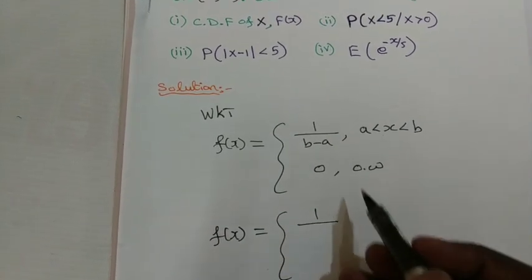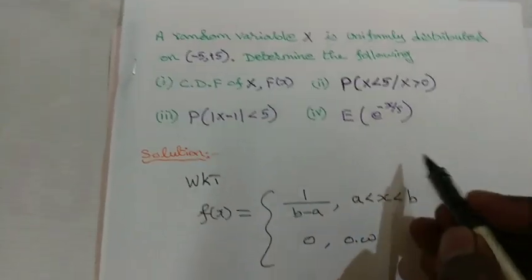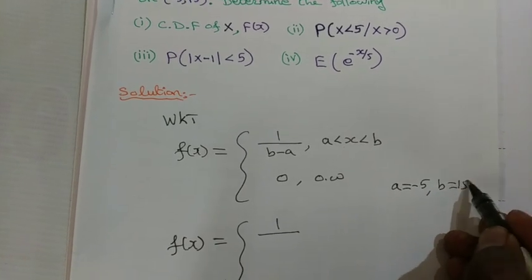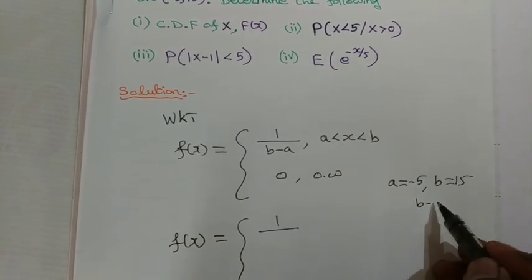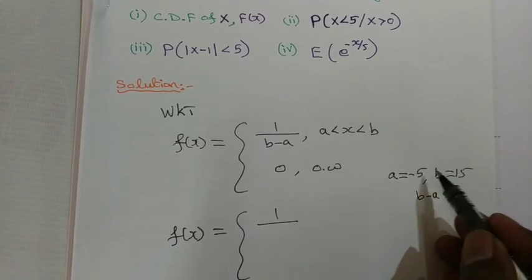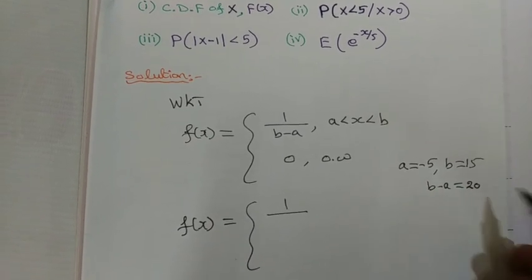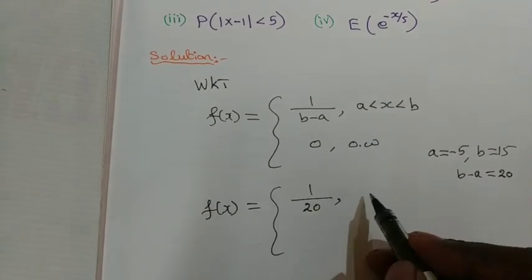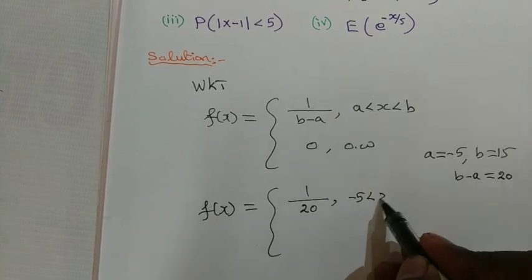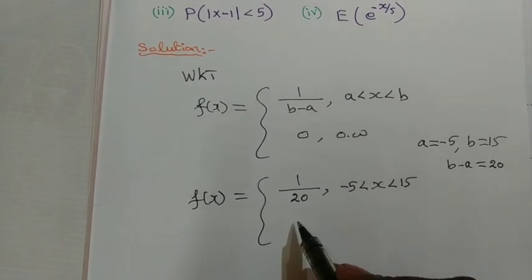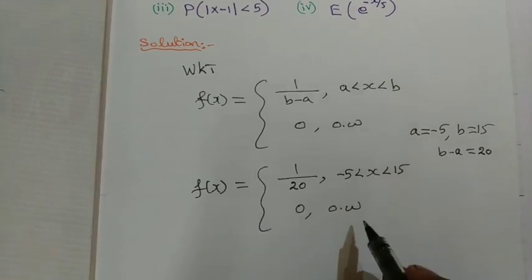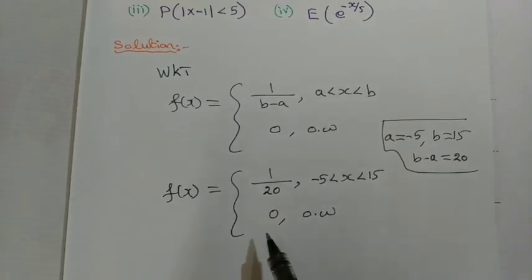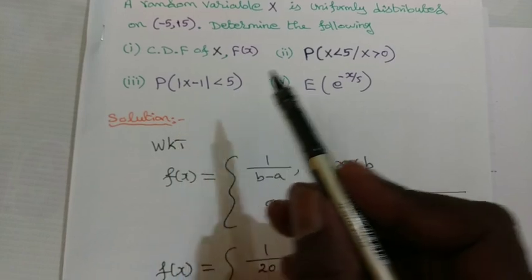So f of x is equal to 1 by b minus a. What is b minus a? Here a is -5 and b is 15. So b minus a is 15 minus of minus 5, plus 5, which is 20. So 1 by b minus a is 1 by 20, for -5 less than x less than 15, and 0 otherwise. So this is f of x. From this f of x I want to find out the CDF and all other things.